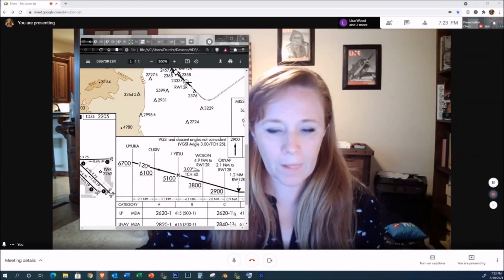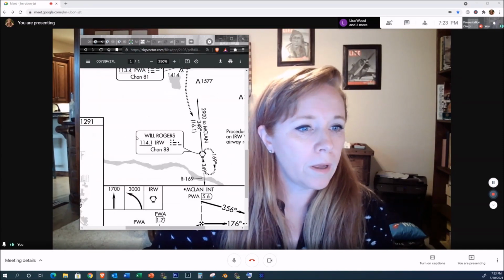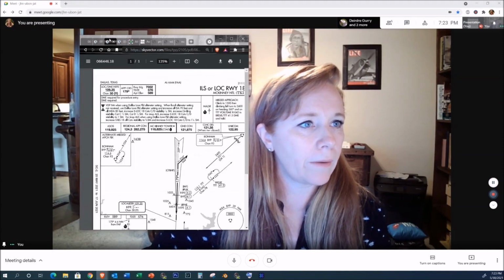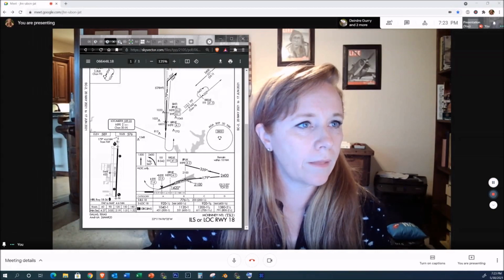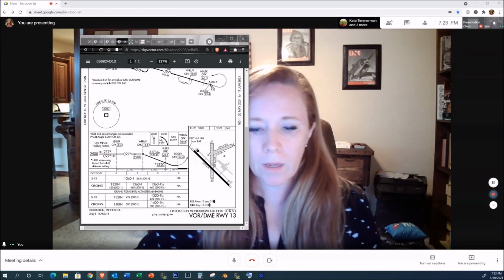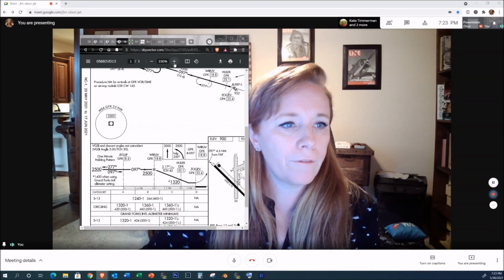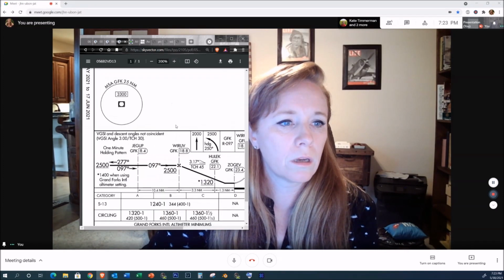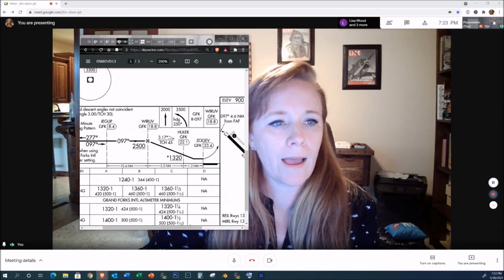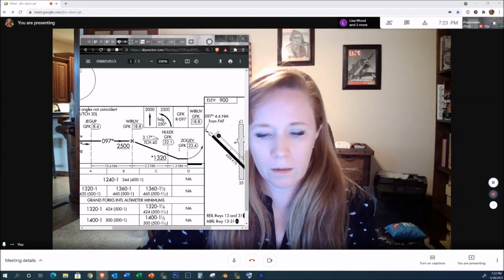Okay. So this, not that one, not that one, this one. Here is an example of an approach that does not have a VDP depicted.